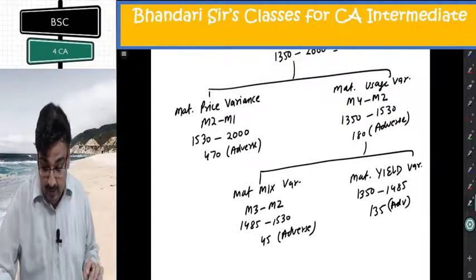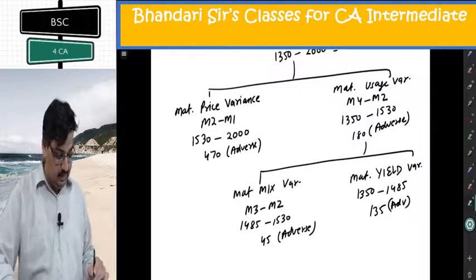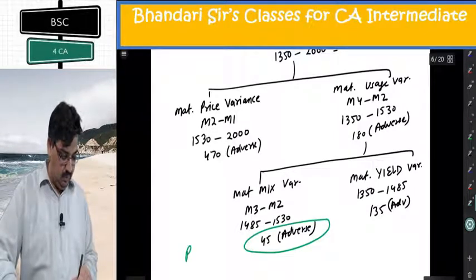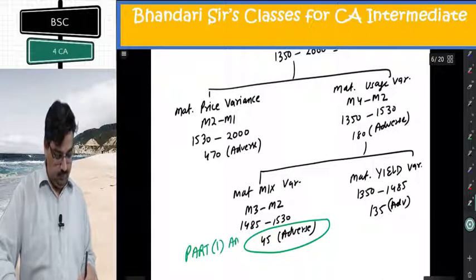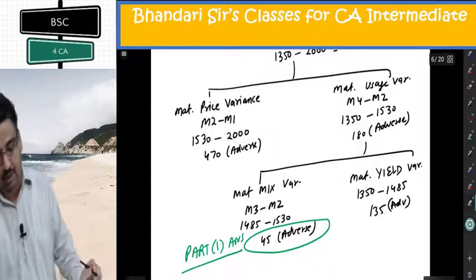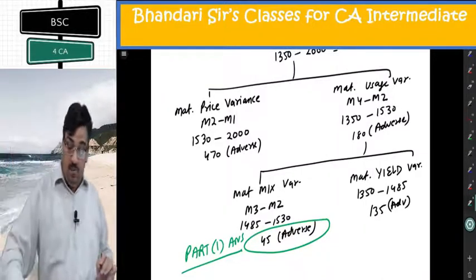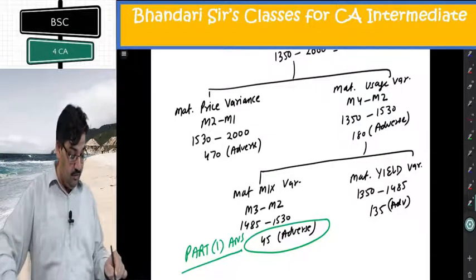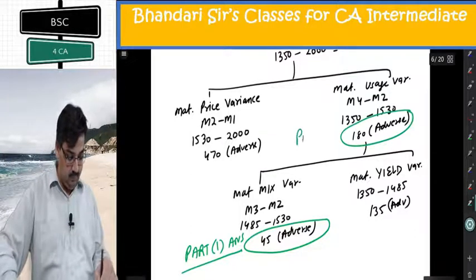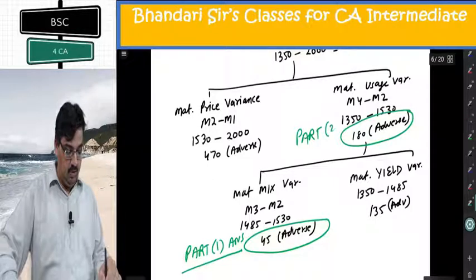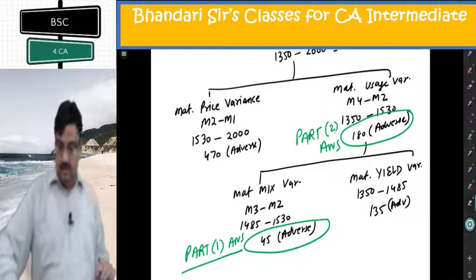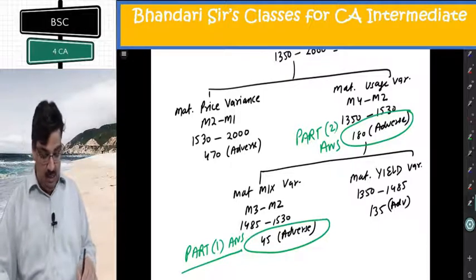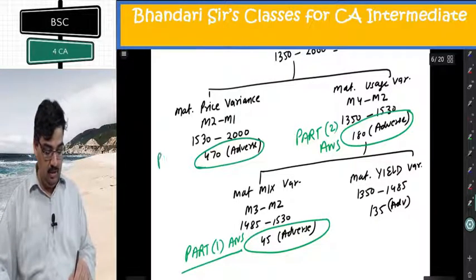First part wanted material mix variance. This is part 1 answer. Mix variance 45 adverse. Second part wanted material usage variance. This is part 2 answer. 180 adverse. Third wanted price variance. This is part 3 answer.